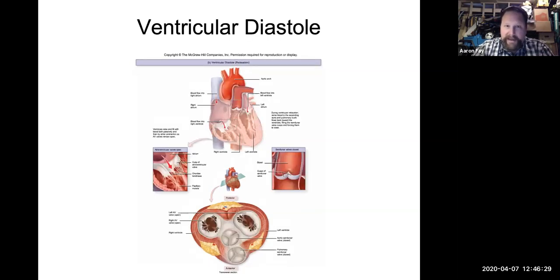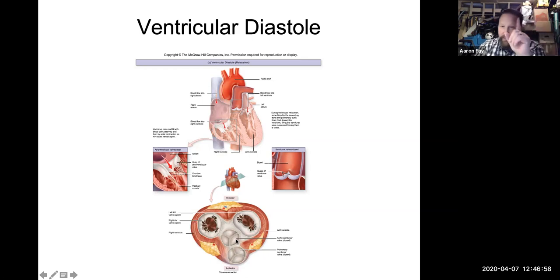Now, when we look at ventricular diastole, the opposite is going to be the case. The muscles have completely contracted, now they're relaxing. When they're relaxing, the AV valves open because now you're going to have more pressure in the atria than you do in the ventricles, and that pushes down on the parachutes, so blood is able to flow in from the atria through the AV valves into the ventricles.